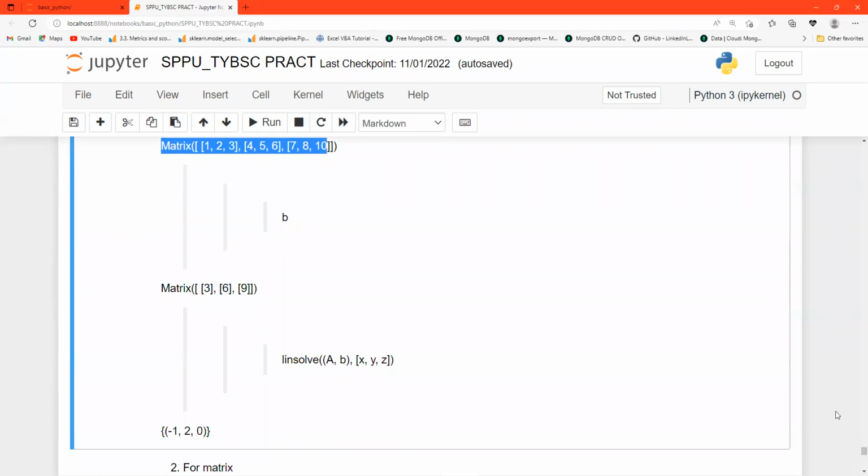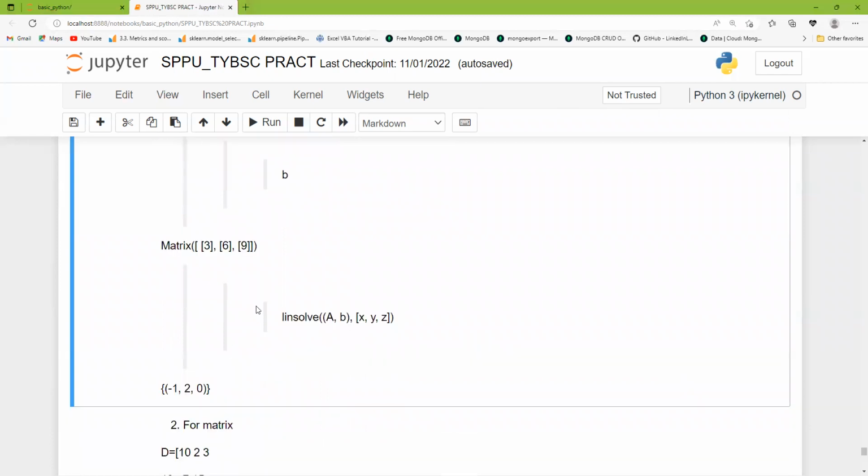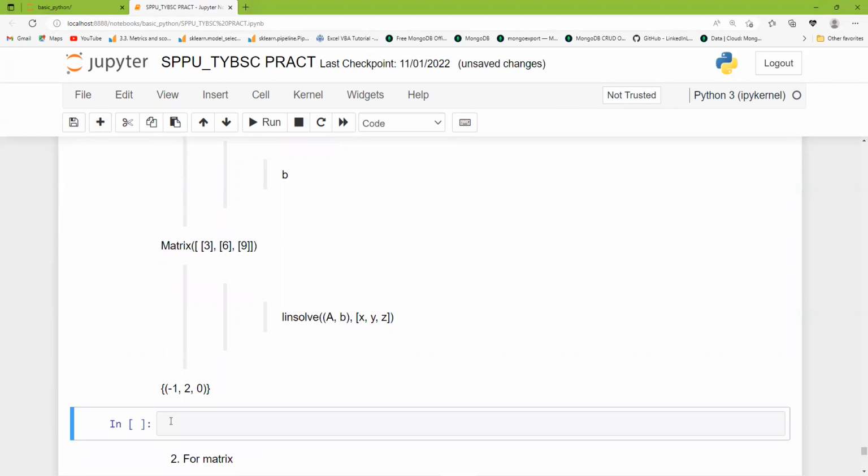Okay, and if we write linsolve, yes, we have to give the syntax: linsolve A, B, x, y, z. So this is the syntax for this method, guys. If you want to take the syntax, I'm going to take a new cell. You can write the syntax in this question itself. So what is the syntax? You can write the syntax for the linsolve method. So how can we write it?